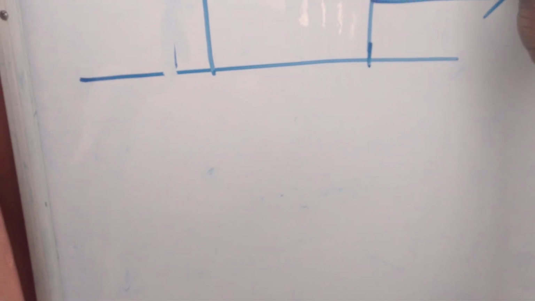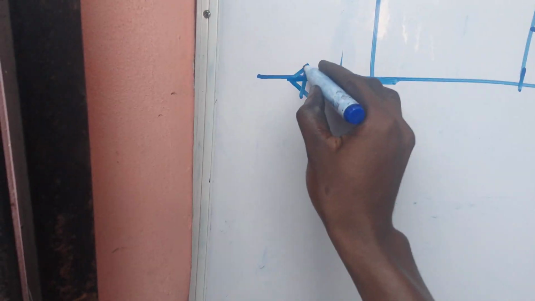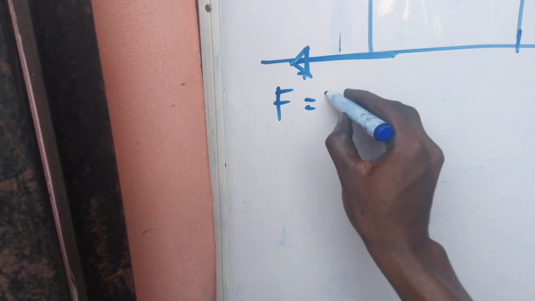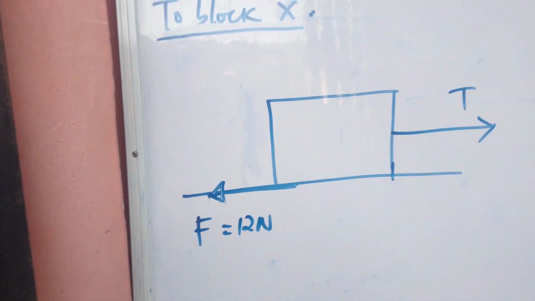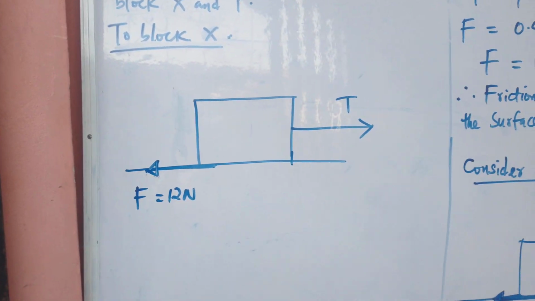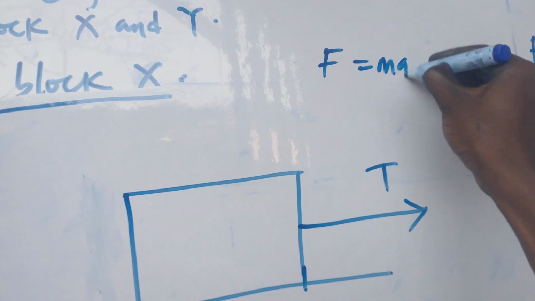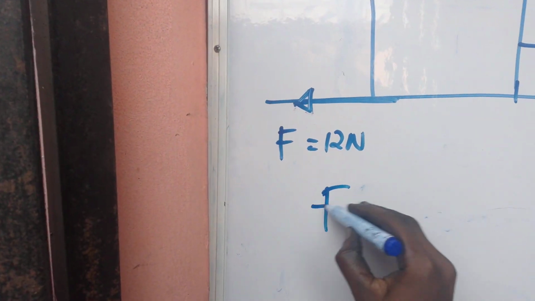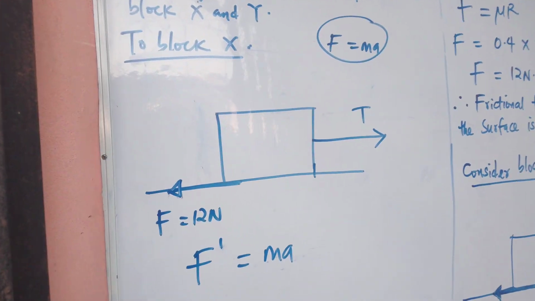What we had for block X, you see that there was a tension force acting like this, tension T, and the frictional force was acting this way. We had the frictional force F as 12 Newton. Okay, so that's what we need. Now, Newton's second law of motion is F equals to ma. That's what we are going to make use of. So I can say that F prime is equals to ma, and this F prime shows us the summation of forces.